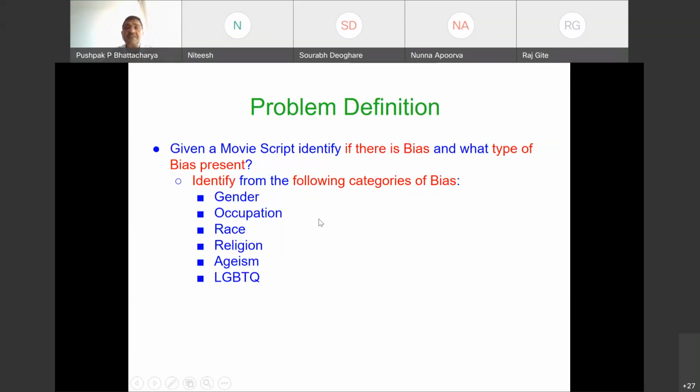By the way, is my slide visible? It's called problem definition for bias. Yes, sir.